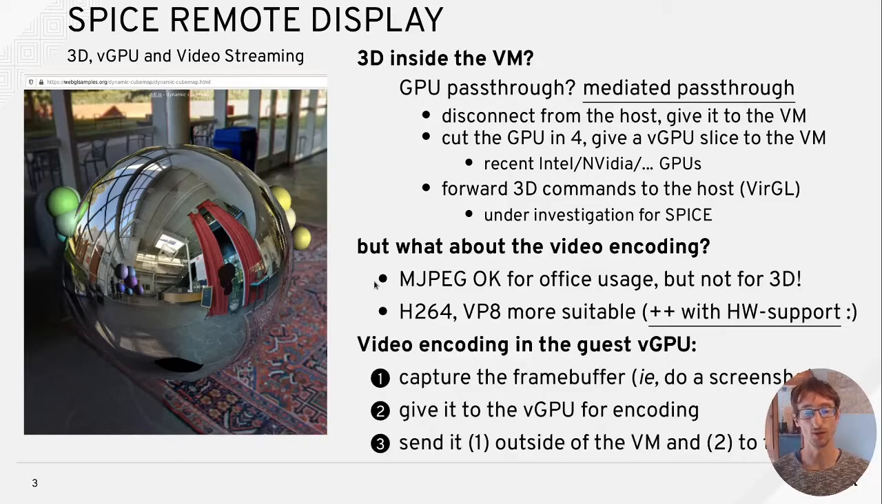So to sum up, for video encoding inside the virtual machine, we need first to capture the frame buffer. That's the equivalent of a screenshot. Then we give it to the vGPU for encoding. When the encoding is done, we take it out of the virtual machine and we send it to the client.